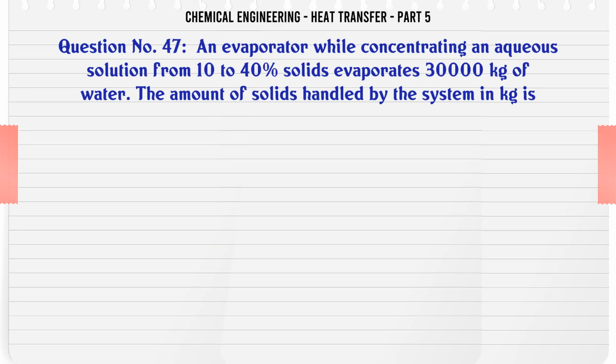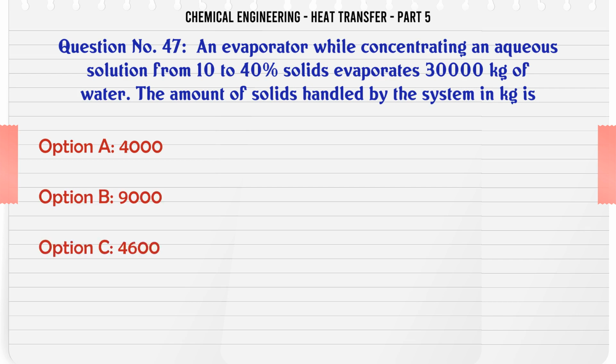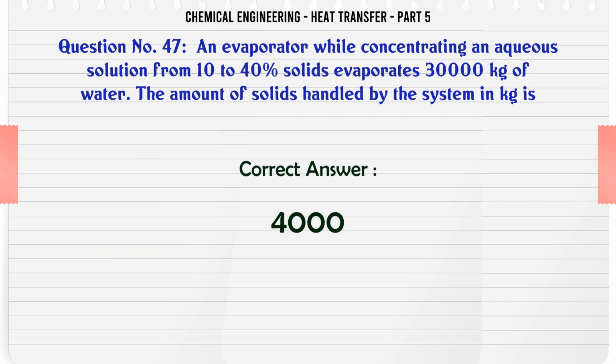An evaporator, while concentrating an aqueous solution from 10 to 40 percent solids, evaporates 30,000 kilograms of water. The amount of solids handled by the system in kg is A. 4,000, B. 9,000, C. 4,600, D. 3,000. The correct answer is 4,000.